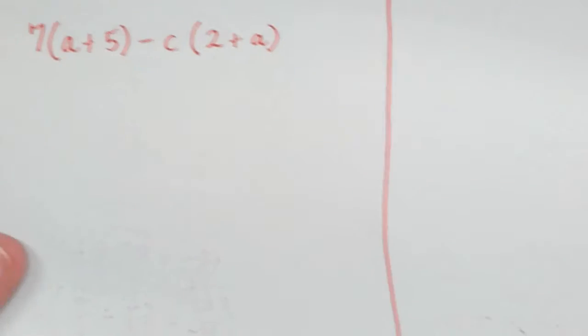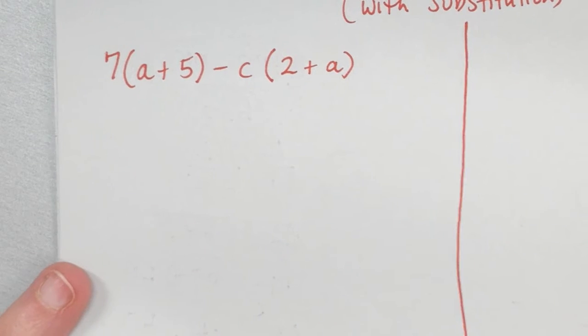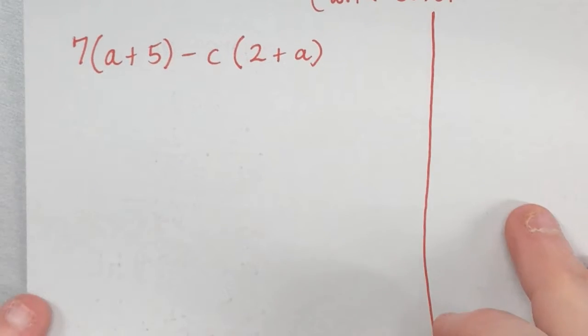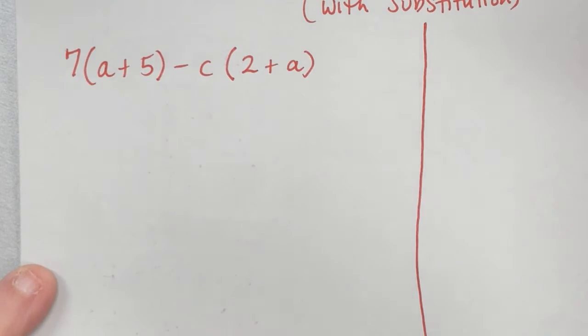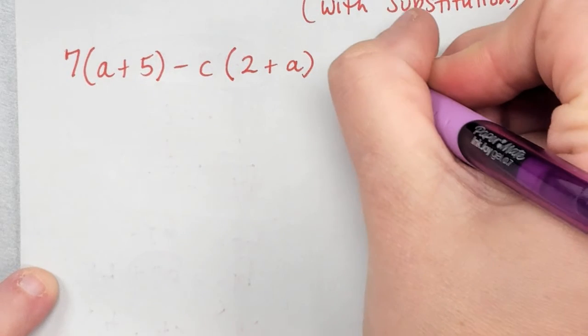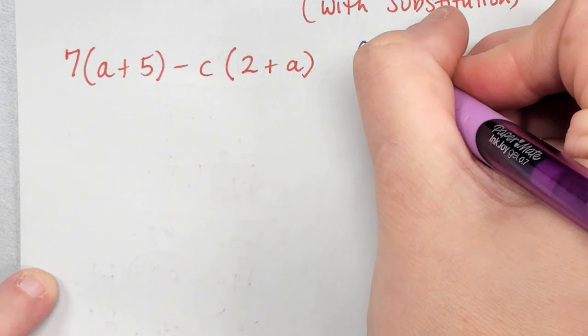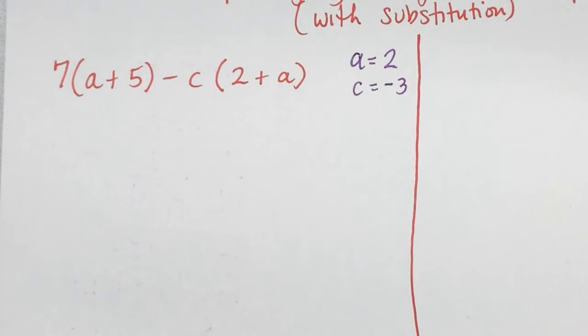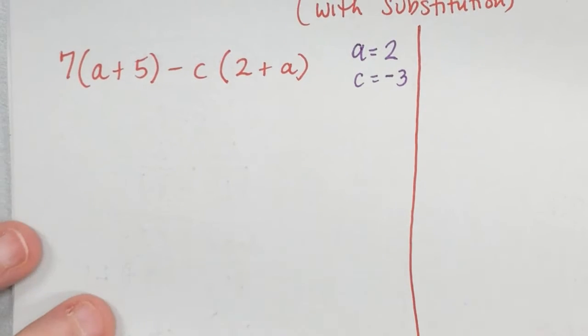Okay, so let's take a look at this. I'm going to show you what to do, and if you guys want to watch, I'll give you time to copy in a minute. Okay, so I'm going to tell you what your 2 variables are worth. a is 2, c is -3. So we're going to substitute into this equation.